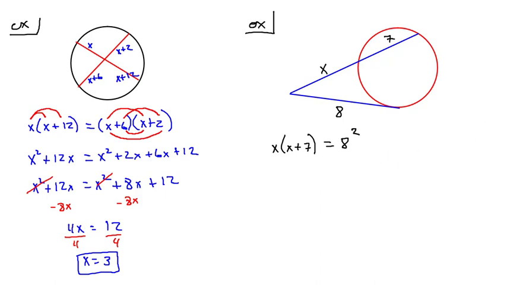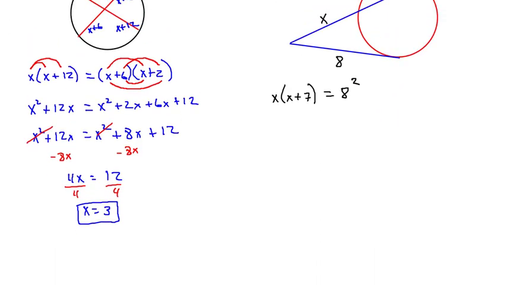And when you first look at it, this doesn't look like that big a deal, right? We get x squared plus 7x equals 64. Well, remember, we want to get all the x's on one side. So we've got x squared plus 7x minus 64 equals 0. Again, not too intimidating, right? We just try to factor it.